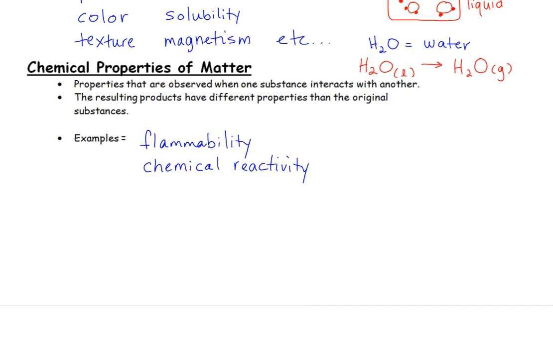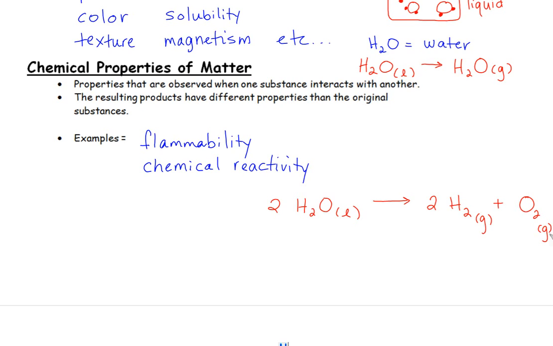Let's say I have that water. And I'll balance this. What if I take two H2O molecules in the liquid phase, and I add tons of energy? You can break apart that water molecule into hydrogen, which looks like this, H2, hydrogen gas, and O2, oxygen gas. So here's the chemical equation for the decomposition of water. Now that's a chemical reaction.